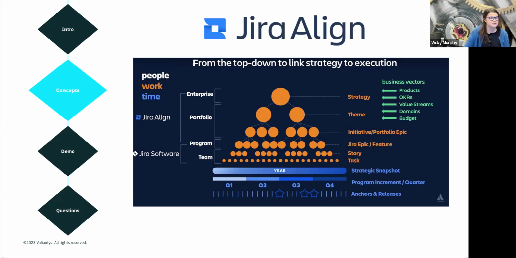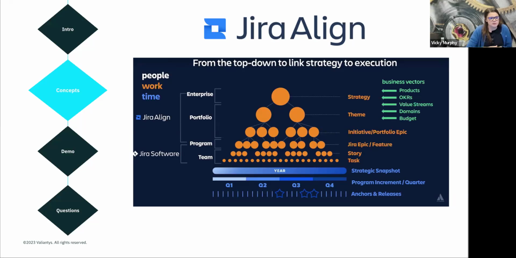So let's just walk through this at a high level. When we're talking about our people over here on the left, we're talking about our enterprise, our leaders, our C-suite typically, who are planning out that strategy over maybe a year, maybe multiple years into the future. We then break that down into our portfolio, where we're planning out things like our themes that might be a year or more, and getting down into more tangible, deliverable concepts with our initiatives or portfolio epics.